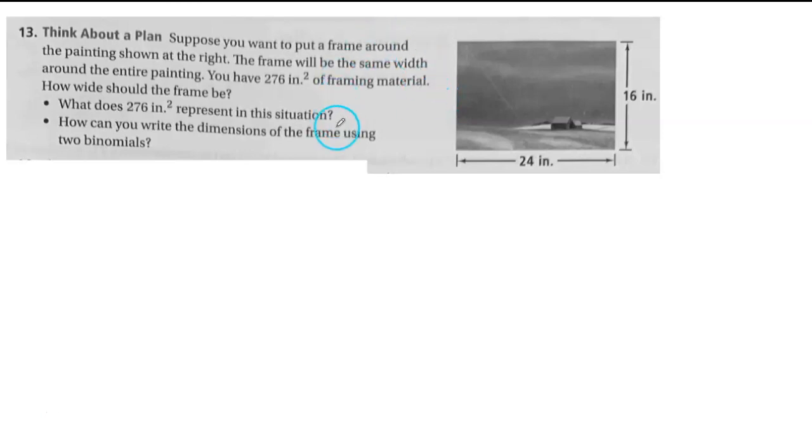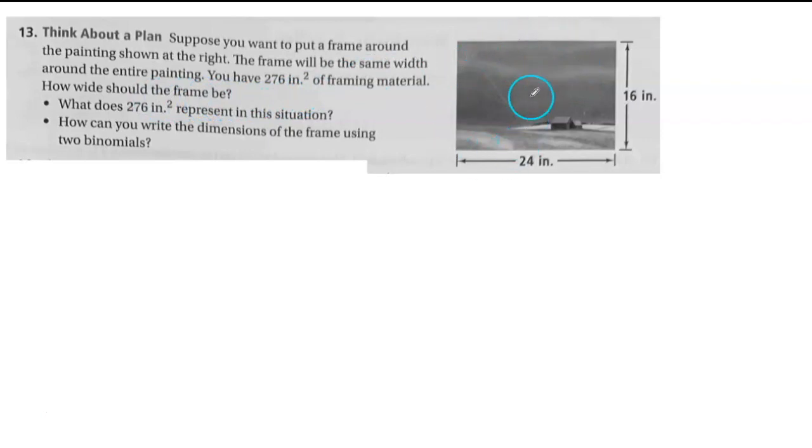Alright, so let's read the first one. Suppose you want to put a frame around the painting shown on the right. The frame will be the same width around the entire painting. You have 276 square inches of framing material. How wide should the frame be?